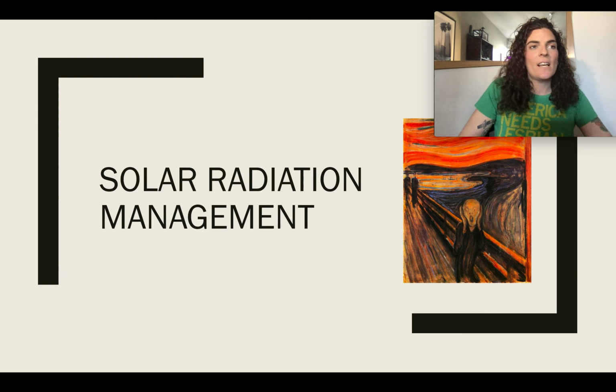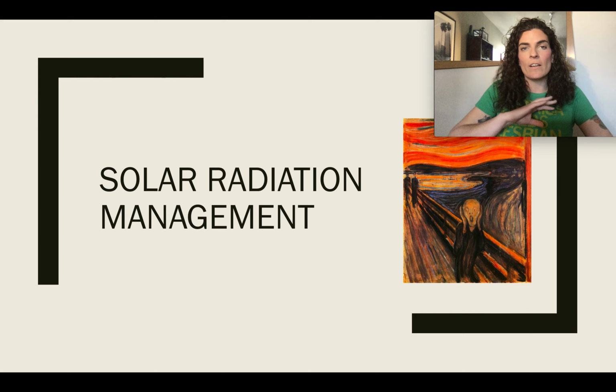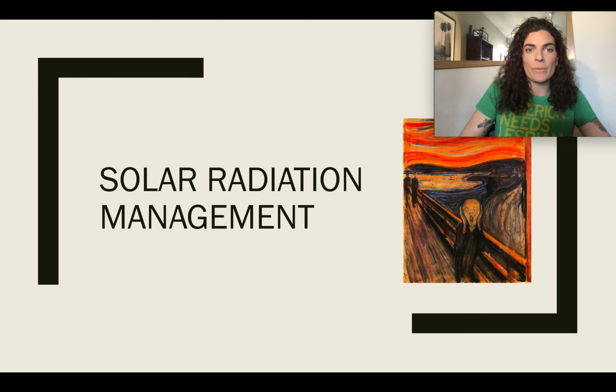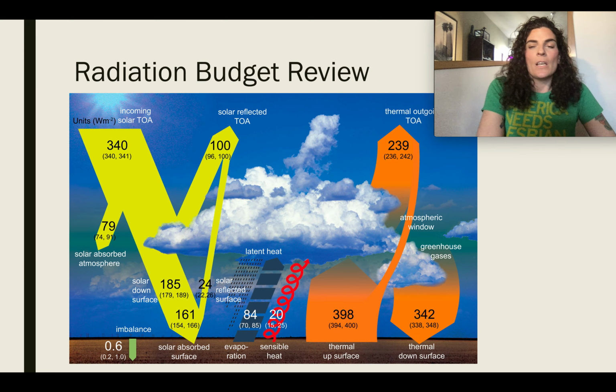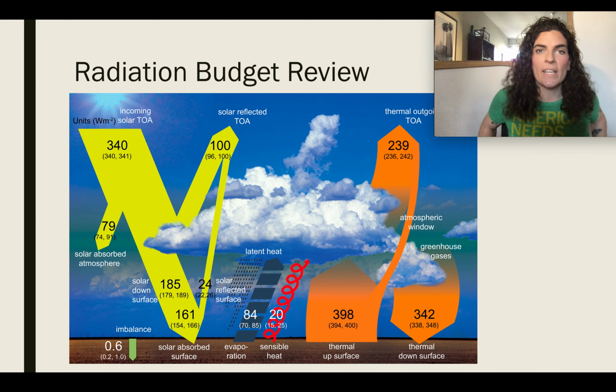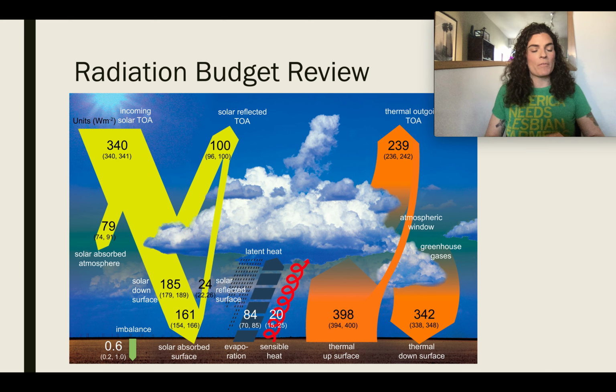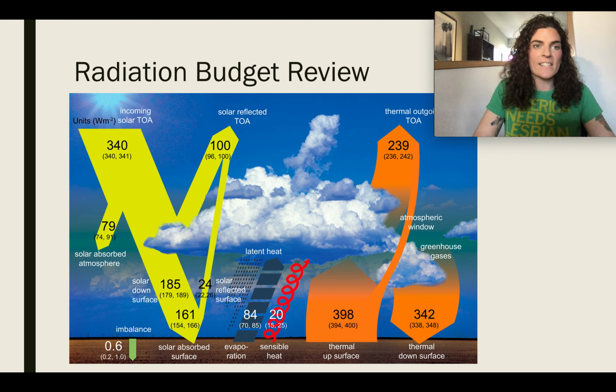And these aerosols or particulates in the atmosphere are what we're going to focus on when we talk about solar radiation management and how we might be able to cool the temperature of the Earth down to offset some of the warming from climate change. So before we get to that, we have to review the radiation budget, which I know I've reviewed 100 million times in class and I've drawn on the board, but it can't hurt to go through it one more time.